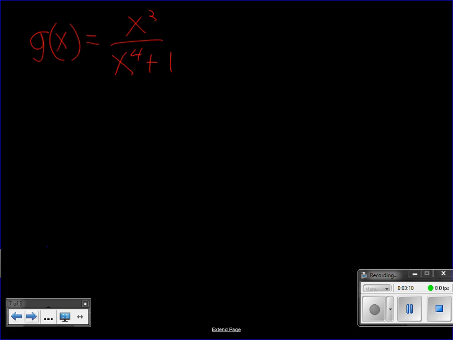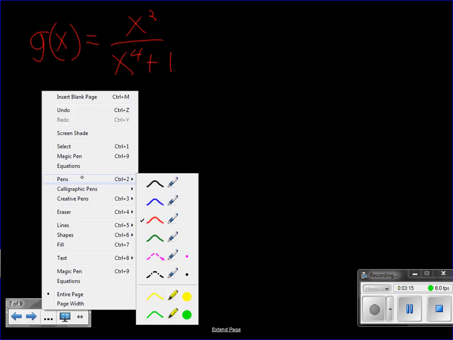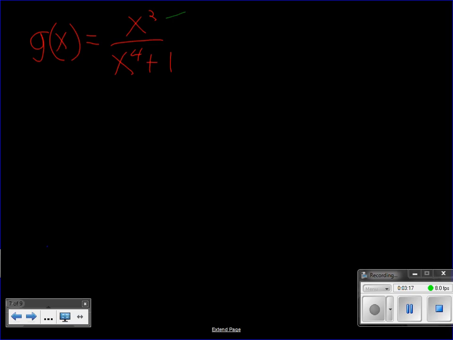Notice these are all even powers, powers of 2, powers of 4, and you'll see what happens. What happens when I put in a negative x to those things? Well, let's see. g of minus x equals what? I take minus x, that's the input to my function, and I plug it in. That's just minus x squared over minus x to the 4th plus 1.